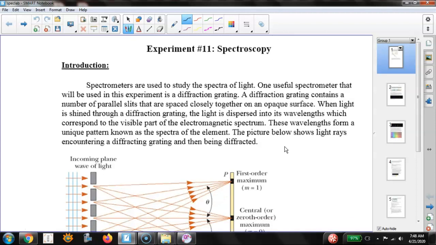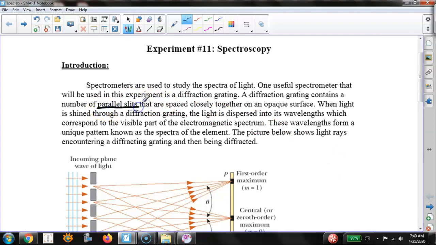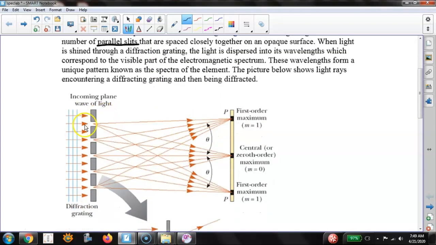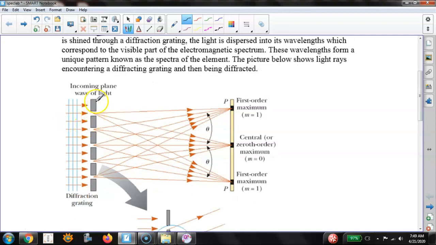If we were doing this in lab, we'd be using what is known as a diffraction grating, which is just a little piece of plastic that has a bunch of parallel slits that are spaced really closely together. What happens is the light comes in parallel rays, passes through these slits and it gets diffracted.